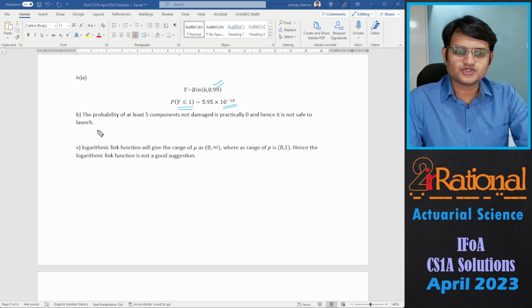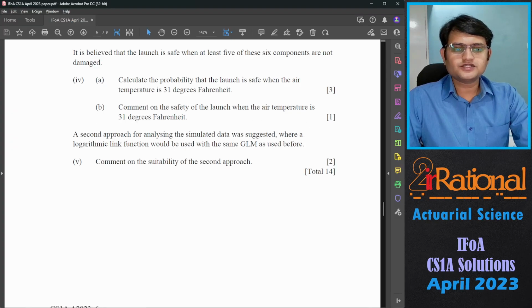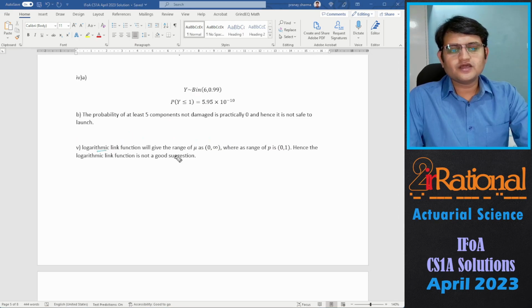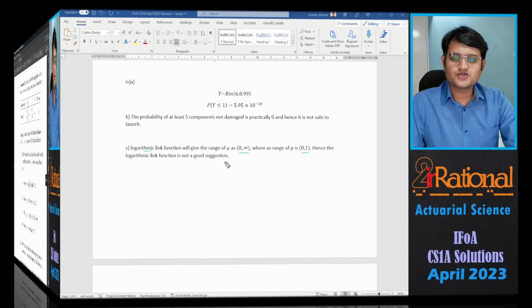So the conclusion: the probability of at least 5 components not damaged is practically 0, and hence it is not safe to launch. For the fifth part, a second approach for analysis, the simulated data was suggested, where a logarithmic link function would be used with the same GLM as used before. Comment on the suitability of the second approach. So the logarithmic link function will give the range of mu as 0 to infinity, whereas the range of p is 0 to 1. Hence the logarithmic link function is not a good suggestion. Let's go to the next question.